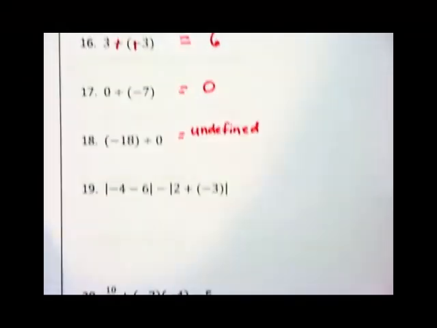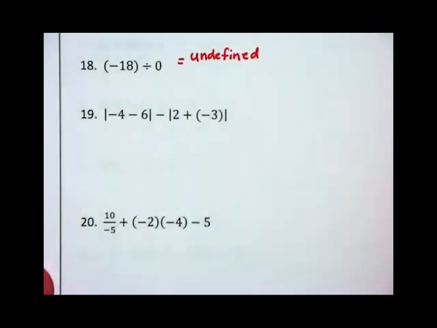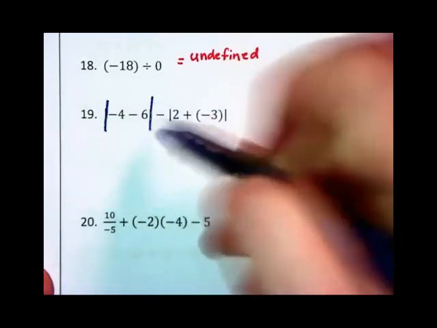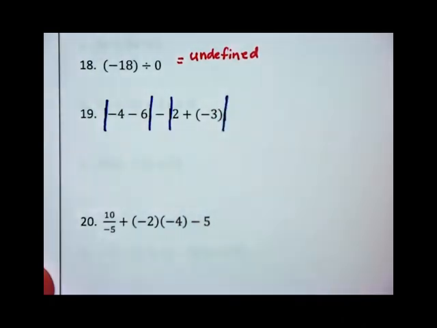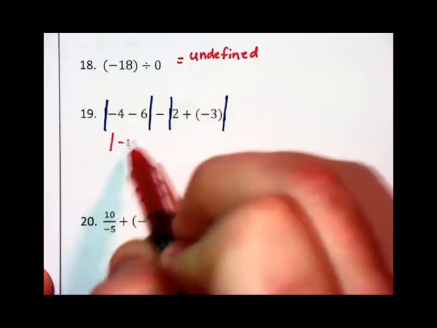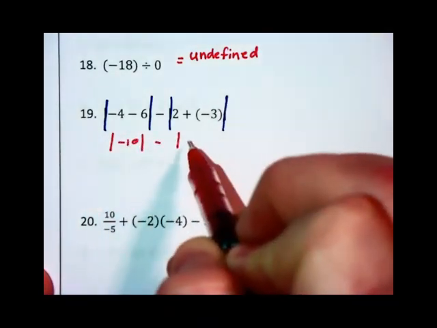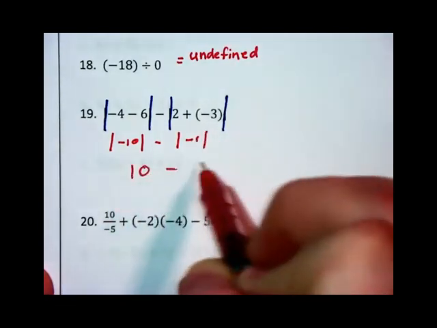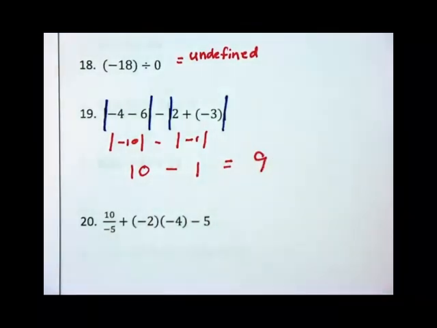In number 19, with these two sets of absolute values, they pretty much act as parentheses, saying do what's inside of these absolute values first, and then apply the absolute value. So in the first case, we get the absolute value of negative 10 inside, minus, and in the second case, we get the absolute value of negative 1. That becomes 10 minus 1, making 9 as the answer.